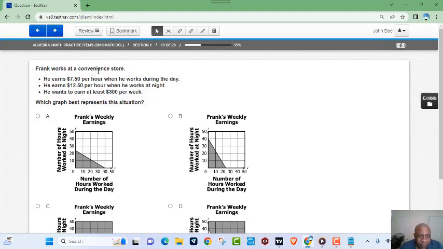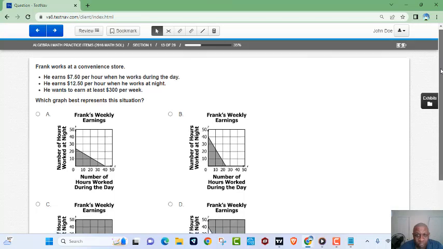Okay, Frank works at a convenience store. He earns $7.50 per hour when he works during the day. He earns $12.50 per hour when he works at night. He wants to earn at least $300 per week. So when it says at least 300, that means 300 or more. So you're looking for more, not less. So that's a clue to what we're looking for.